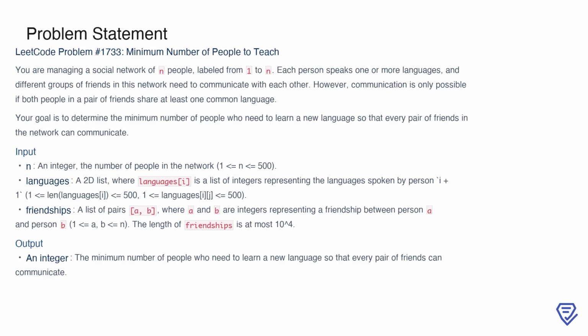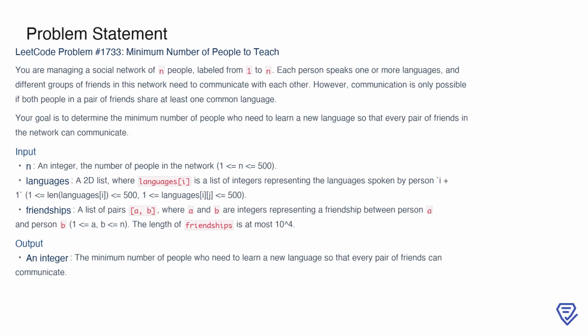In this problem, you are tasked with managing a social network of n people, where each person is labeled from 1 to n. Every individual in this network speaks one or more languages, and the challenge lies in ensuring that friends in this network can communicate with each other. Communication between two friends is only possible if they share at least one common language. The goal is to determine the minimum number of people who must learn a new language so that every pair of friends in the network can communicate effectively.